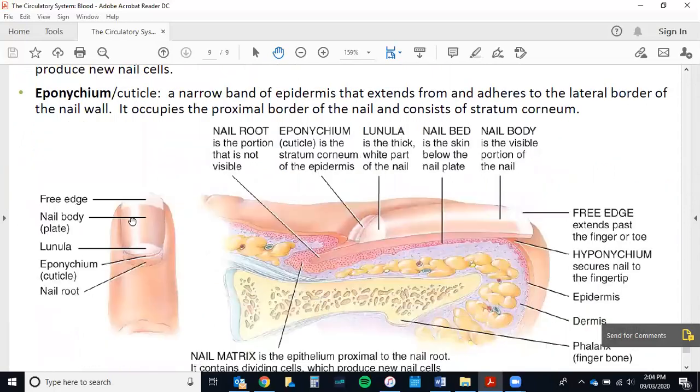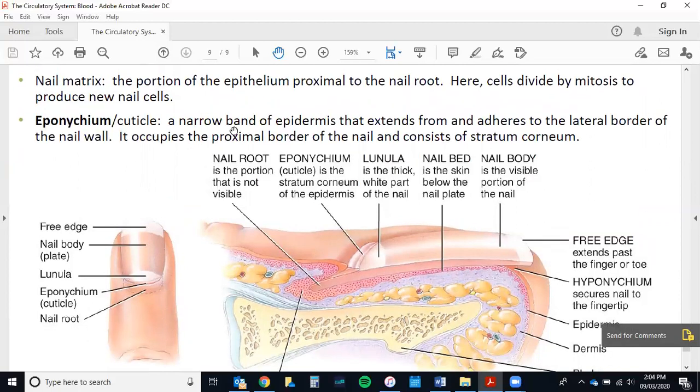The aponychium, or cuticle, is our last structure to talk about. It's this little band you can see just proximal to your fingernail and toenail. It's a narrow band of epidermis extending from and adhering to the lateral border of the nail wall. It occupies the proximal border of the nail and consists of stratum corneum.